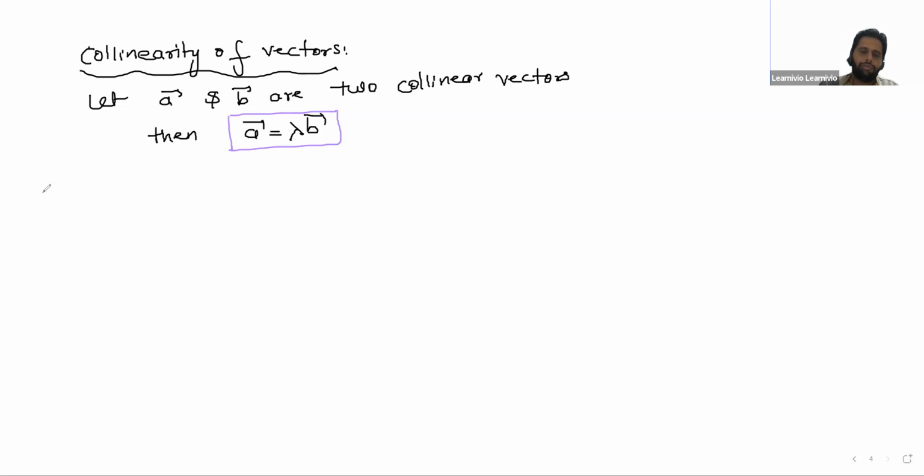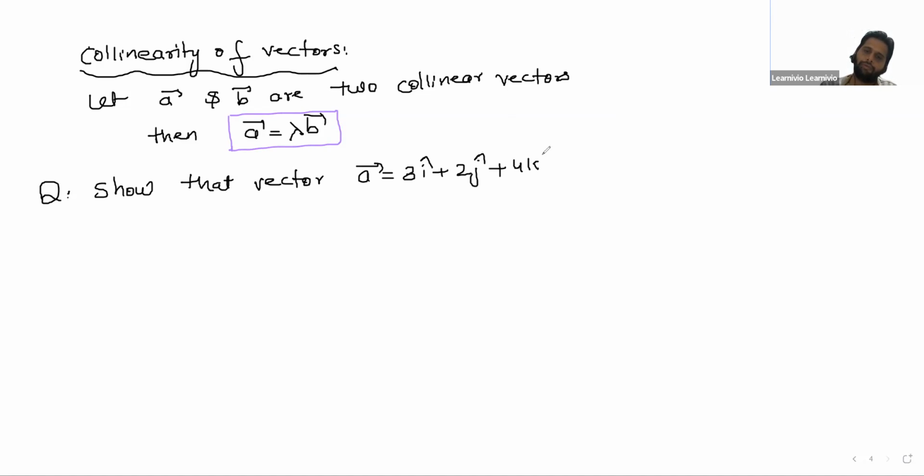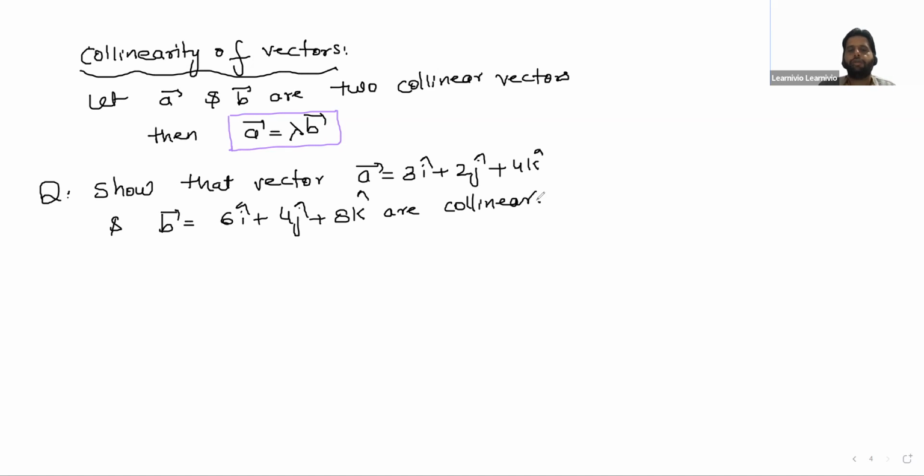Now, for example, try this question. Show that vector A is equal to 3i cap plus 2j cap plus 4k cap, and B is equal to 6i cap plus 4j cap plus 8k cap are collinear. Okay, show that these two vectors are collinear. So how can we do this?